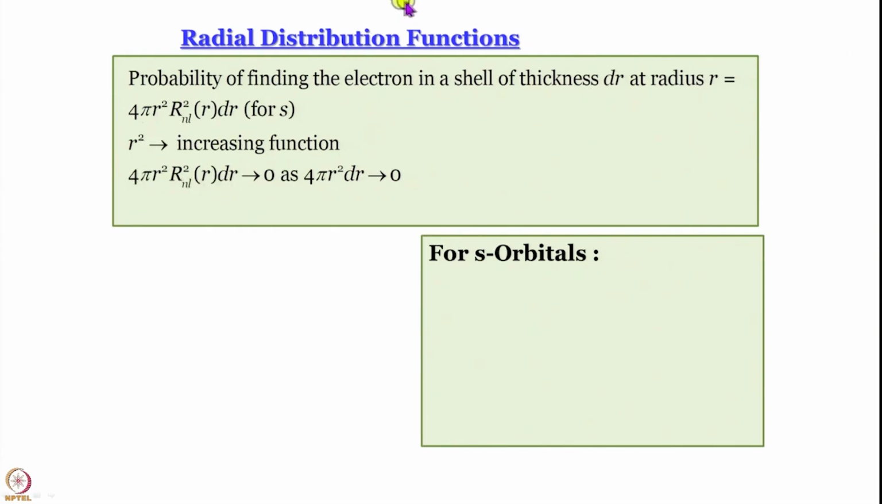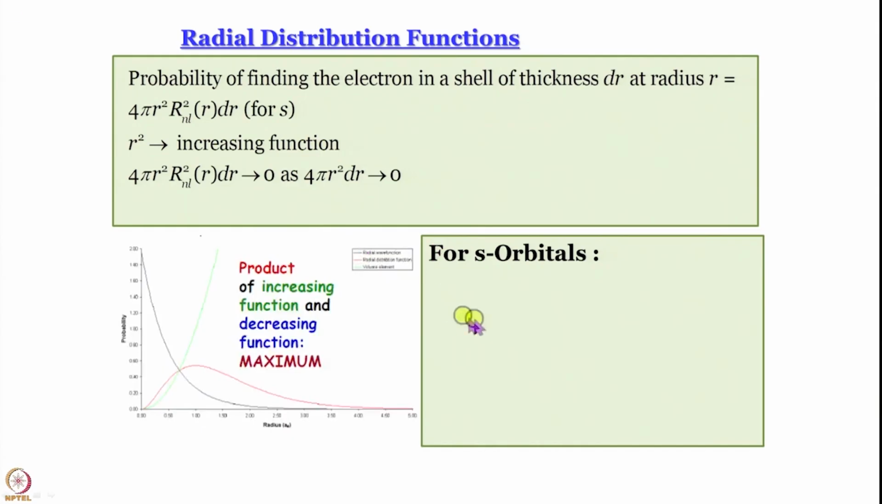r square is of course a parabolic increasing function in r, and what about this capital R? Capital R for s orbital is maximum at r equal to 0, then it becomes 0 asymptotically. Now, since r square is 0 at r equal to 0, this product 4 pi r square capital R square dr becomes 0 at r equal to 0. So, actually the maximum is somewhere in the middle. Maximum probability would be somewhere in the middle for 1s orbital.